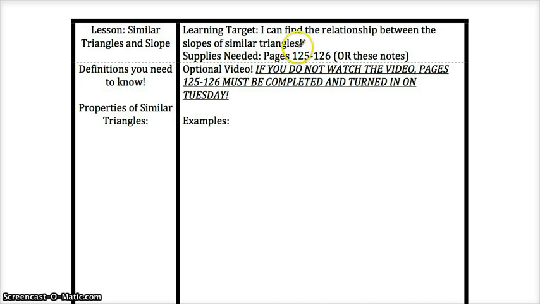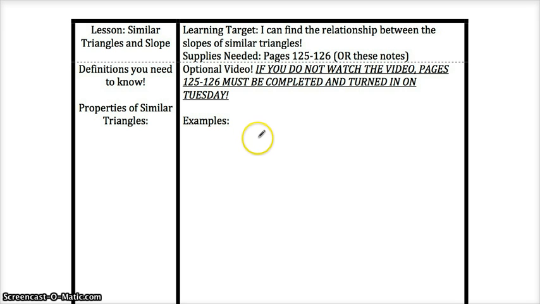For this assignment, you will need pages 125 through 126, or these video notes if you don't have your book. Again, I wanted to emphasize that this is an optional video. But before you turn the video off, if you do not watch this video, you still have to complete pages 125 through 126 and turn those pages in in class. This video will be going over how to do those pages. So if you need a refresher on how to do those pages, you can follow along with the video. Otherwise, you can just end the video now and complete pages 125 through 126 at home.